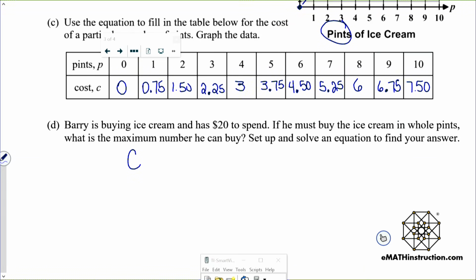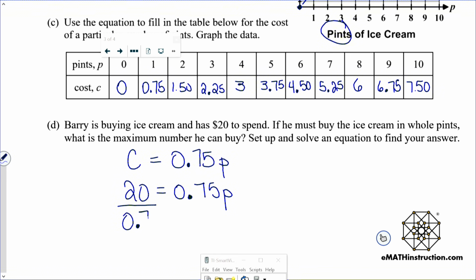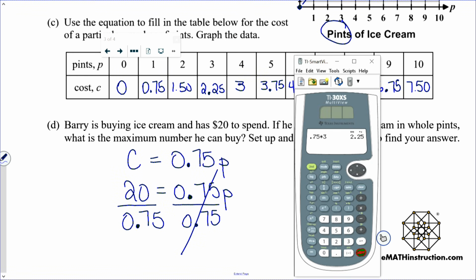Let me just write that down. Cost equals 0.75 times the number of pints. Now we know that what Barry has is $20. So ideally what we want to do is solve this problem, right? 20 equals 0.75 times P. I can now solve the problem by dividing both sides by that constant of proportionality, 0.75. That'll cancel. I'll use my calculator here to do 20 divided by 0.75. I really wouldn't want to do that by hand. It'd get very, very ugly very quick.